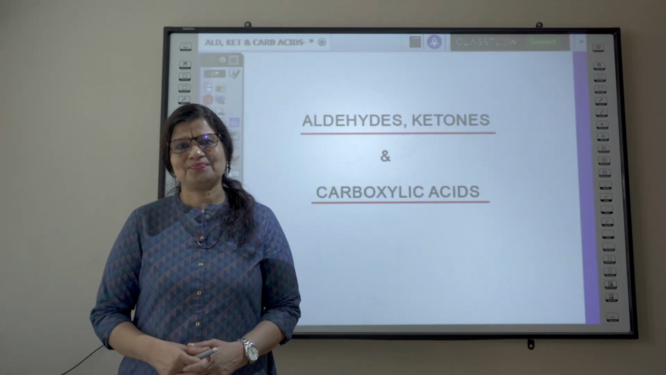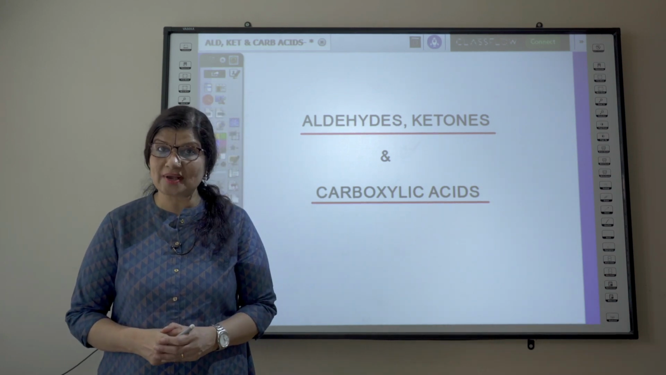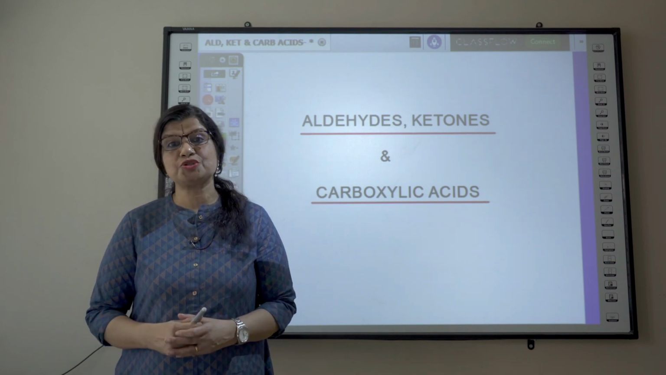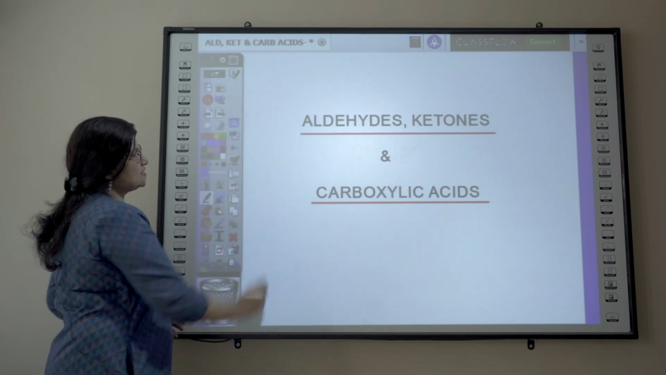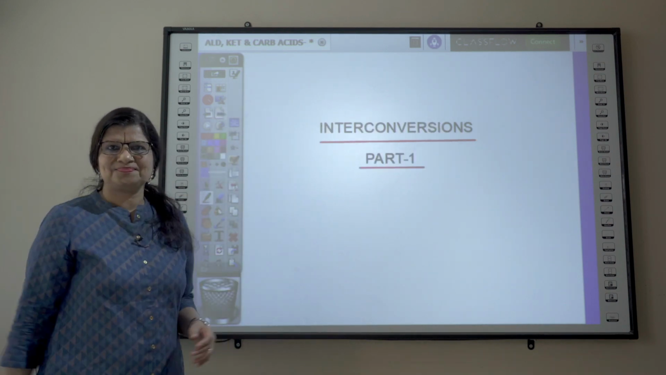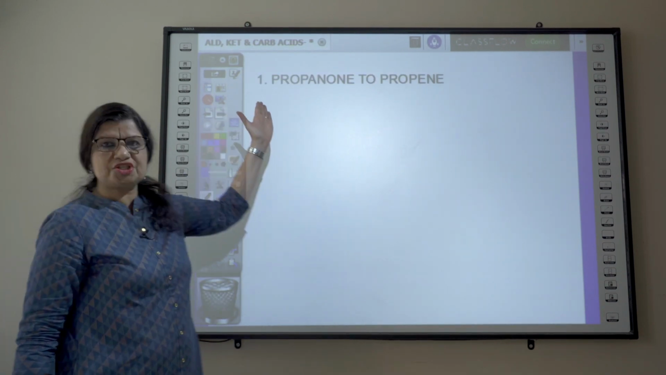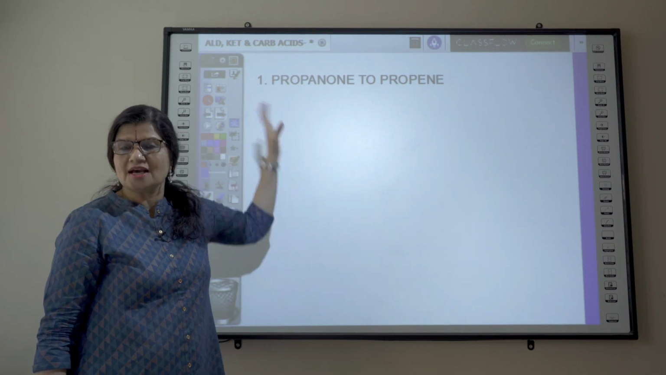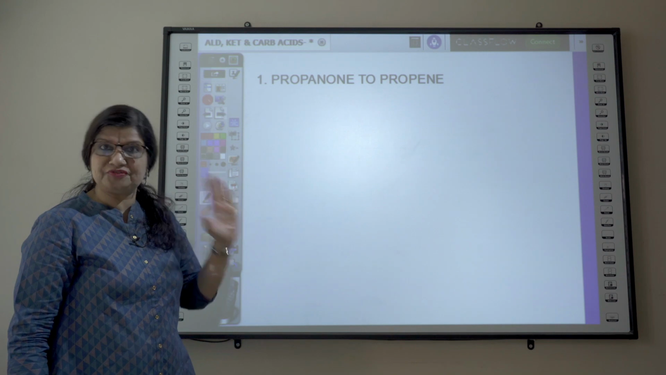Dear students, after having gone over all the reactions involved in the topic aldehydes, ketones and carboxylic acids, let's look into some interconversions. I have divided interconversions into two parts. In part 1, the first interconversion is propanone to propene. As I always say, write down the structures of the starting compound and the final compound first.